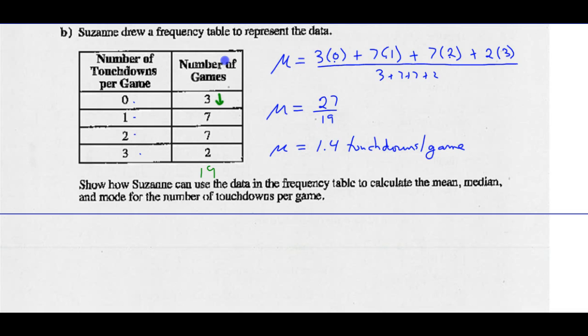So we've got 3 zeros, and we've got 7 1s. So the 10th piece of data would actually be a 1, right? 3 plus 7 is 10. If I wrote this out in a list, the 10th piece of data would be a 1. So our median is still 1 touchdown per game.